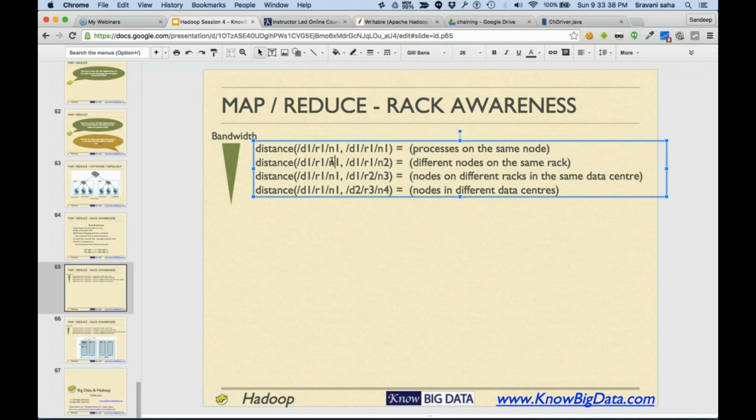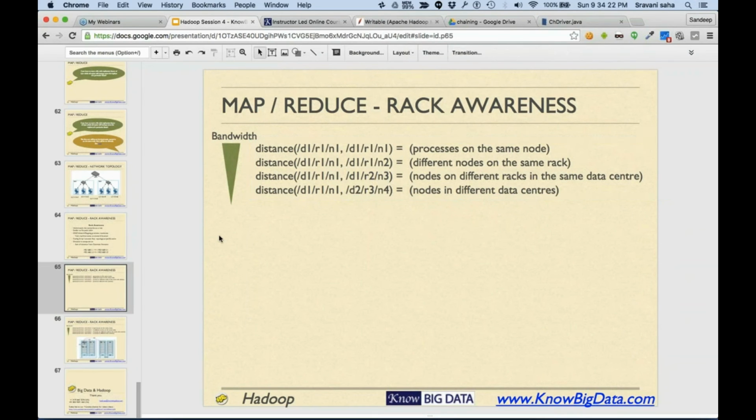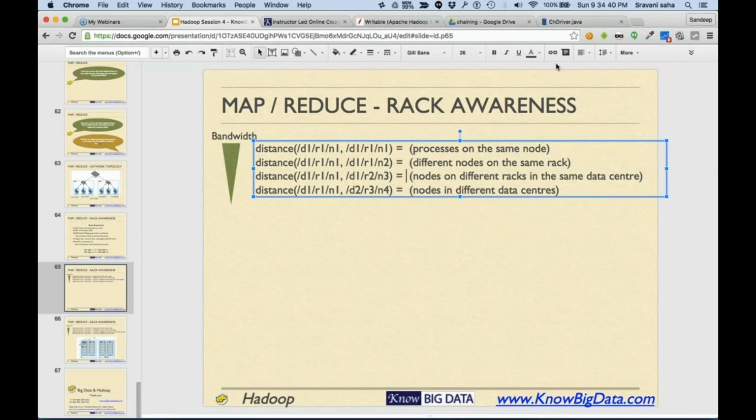Alright, so the distance between node 1 and node 1 is how much? 0. Now the distance between n1 and n2, just based on this path, you see the path? The path says d1 is the parent of r1, which is the parent of n1, and d1 is the parent of r1 and n2, which means the common parent of n1 and n2 is r1. So the distance is the summation of the distance between n1 and r1 plus r1 and n2, which is 1 plus 1. And the distance between n1 and n3? Who is the common parent between n1 and n3? So 4. Brilliant.